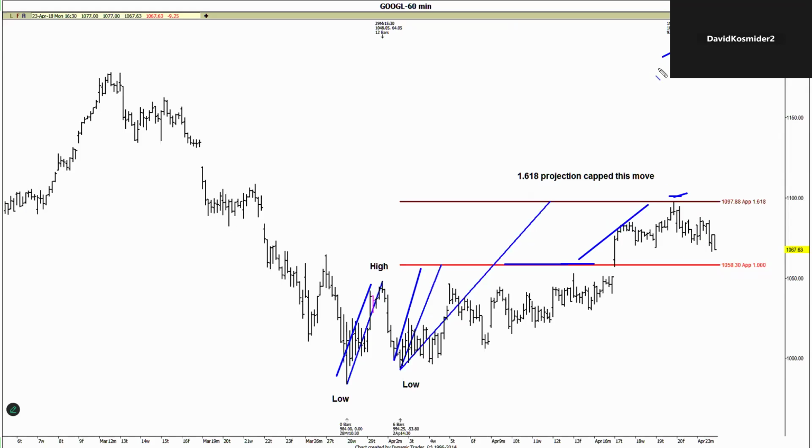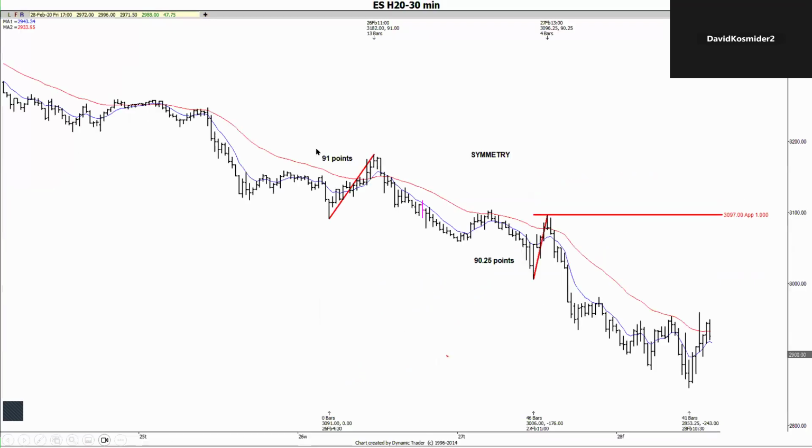You don't know if it's going to stop the market. How about you just ratchet up your stop? And then if it does shift patterns, the market takes you out. But in this case, the 1618 projection did cap this move. And again, there are going to be days where the market just blows right through these levels, but you have to watch and see when the market takes a pause with some of these setups.